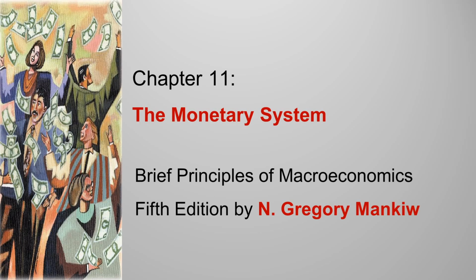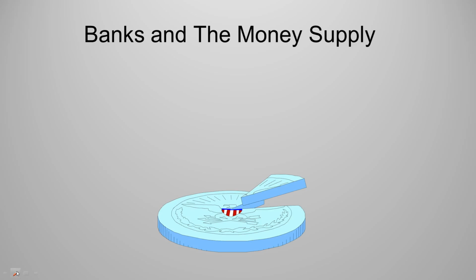Welcome back, everyone. This is part 4 of the chapter The Monetary System. The book is Brief Principles of Macroeconomics, 5th edition by N. Gregory Mankiw. In this part, we will understand the basics of how commercial banks create money: banks and the money supply.